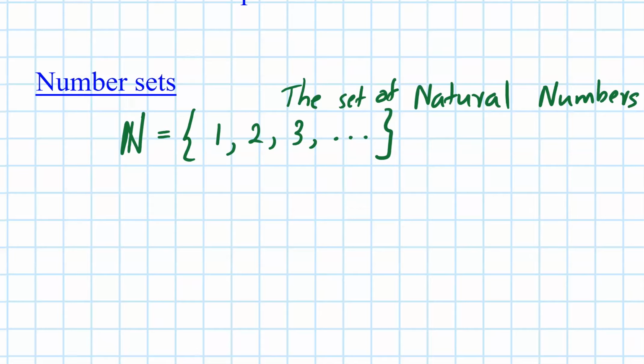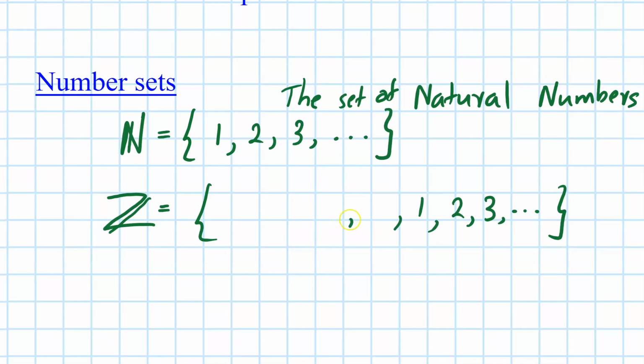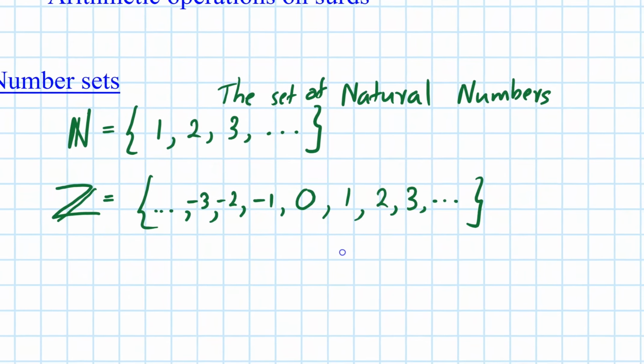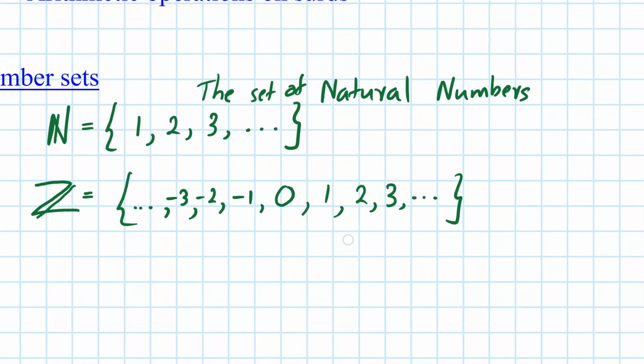The next one that we are going to look at is an improvement on this. We are going to consider this set and also the negative values of these and also 0. This is what we call the set of integers. So the integer number set. These are integers. And you can see now the natural numbers are inside the integer set.